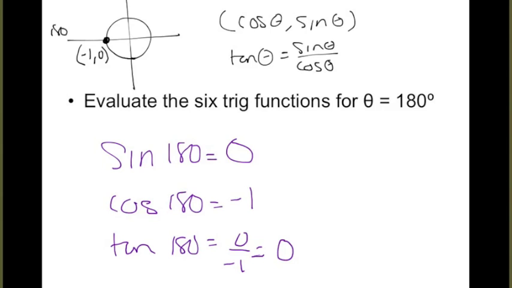So the sine and cosine come directly from the point that's on that line. Alphabetically, cosine is the first part of the point, sine is the second part of the point. Then tangent is the sine value divided by the cosine value.